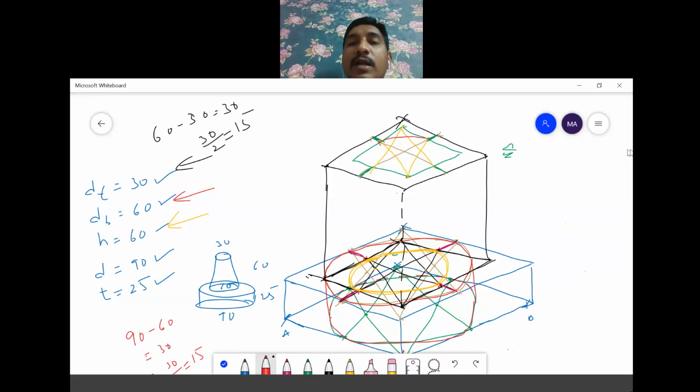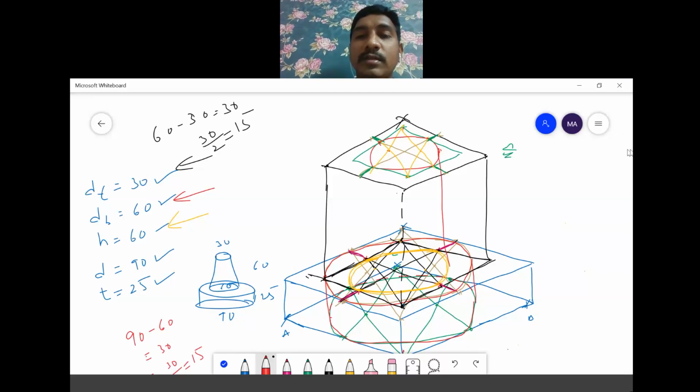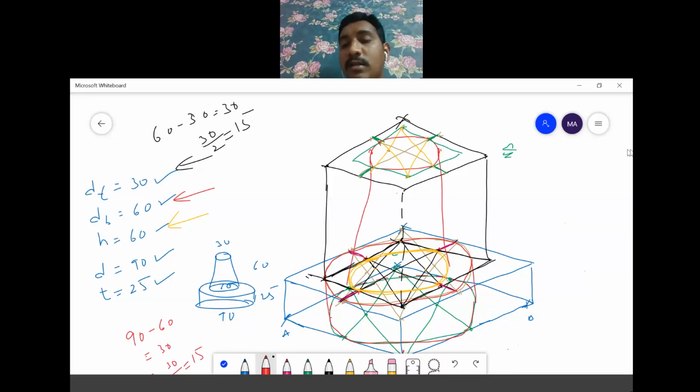I have drawn one arc, this as a center, this as a radius. I have drawn one arc, this as a center, this as a radius, I have drawn one arc. I am joining these two sides, this end and this end of the circle.